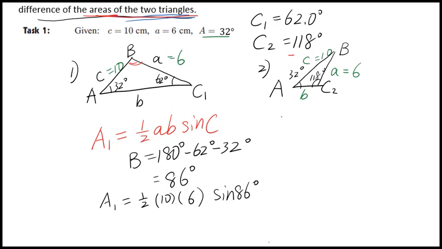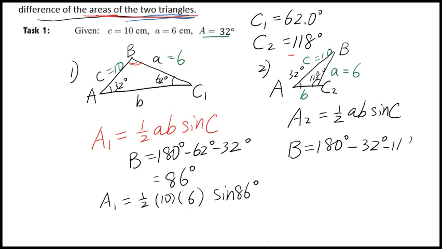That's your A1. So for this part, let's label as A2. Still, that is 1/2 AB sin C. This is the formula we got to use. For angle B, you will use 180 degree minus 32 degree minus 118 degree equals 30 degree. Therefore, for A2, you will get 1/2 times 10 times 6, then sine 30 degree.